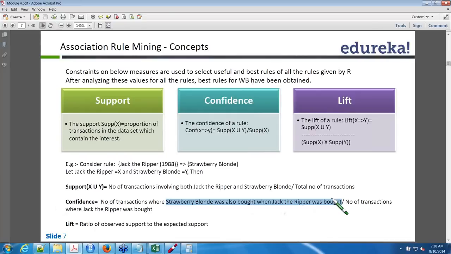How to differentiate the numerator in support and confidence? Okay, we'll see that. Why is it X union Y and not X intersection Y? It is the union part, not an intersection. Why is this? Because when Jack was bought, Strawberry was also bought, so that's the meaning of it. That is where the union comes in. So this is the formula for confidence.